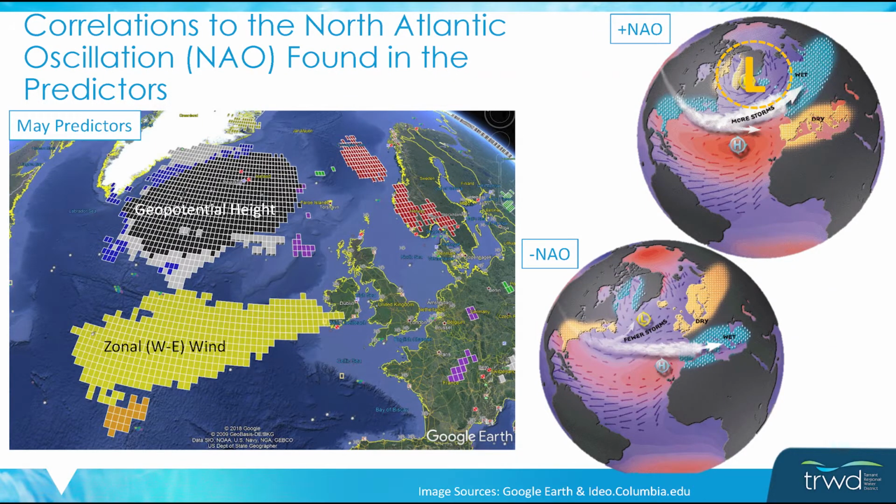The North Atlantic had the most concentrated areas of predictors of any area around the globe, and this really surprised me when we were looking through this data. There were around 300 boxes of zonal wind, that's the east to west wind, in yellow there. There were 400 boxes of geopotential height in black there, and almost 600 temperature blocks in white at the various altitudes.